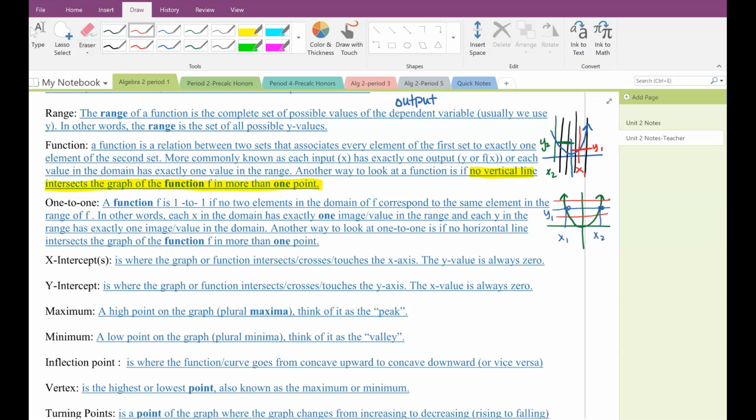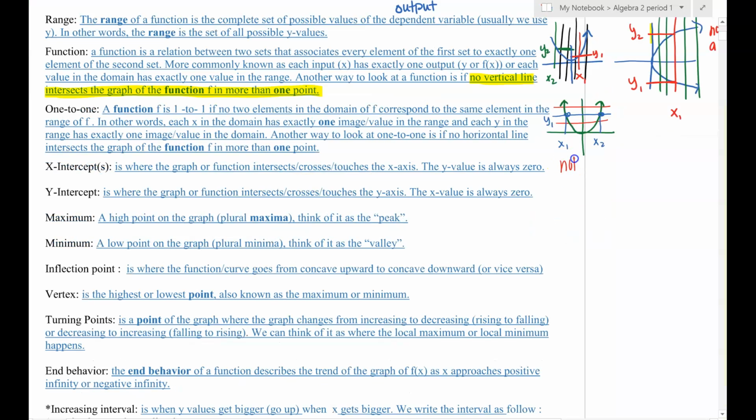So this is not a one-to-one, okay? It's a function, it's just not a one-to-one function. As you can see down the bottom, it says here, another way to look at one-to-one is if no horizontal line intersects the graph of the function at more than one point. So usually we say it passes the horizontal line test, meaning that when we draw a horizontal line, it can only intersect one or less, okay?